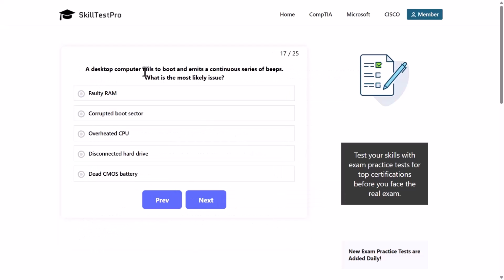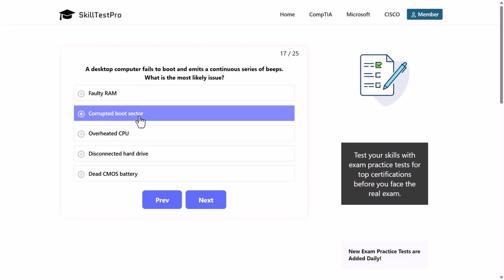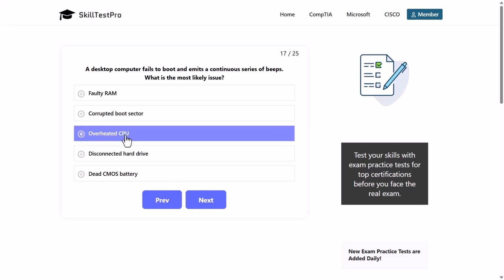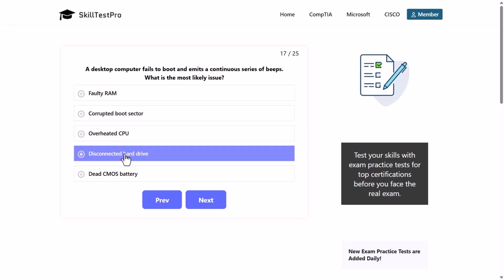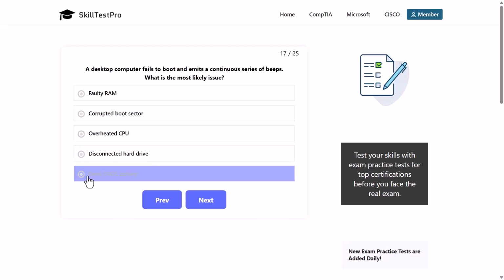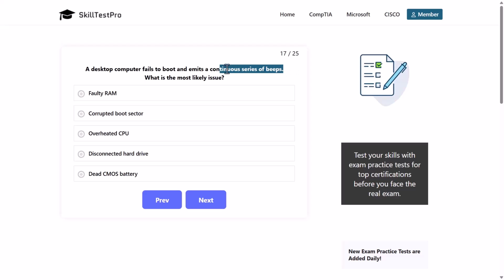A desktop computer fails to boot and emits a continuous series of beeps. What is the most likely issue? Faulty RAM, corrupted boot sector, overheated CPU, disconnected hard drive, or dead CMOS battery. The correct answer, if we are having a continuous series of beeps, could be faulty RAM.